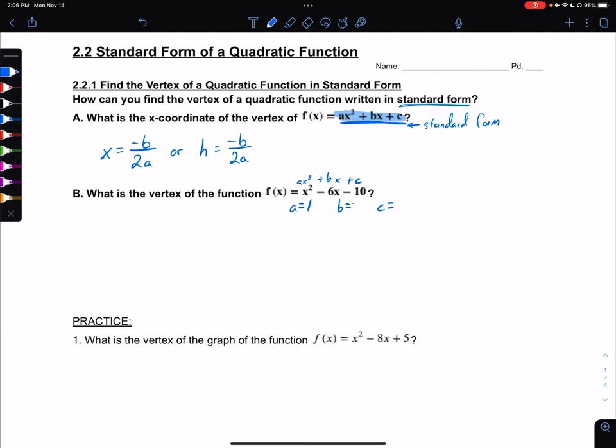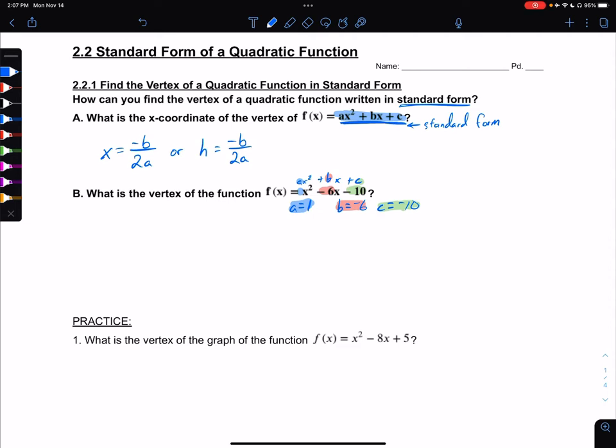B is going to be equal to negative 6. Let's just clean that up. B is negative 6, and C is equal to negative 10. So if we were to highlight these, our A value is 1. Our B value is this negative 6 here, and our C value is negative 10. Now, you're not actually going to use the C value when you're looking for the vertex, but it will become useful in a later example. So what is the vertex of the function? Step 1 would be to label A, B, and C, or define A, B, and C.